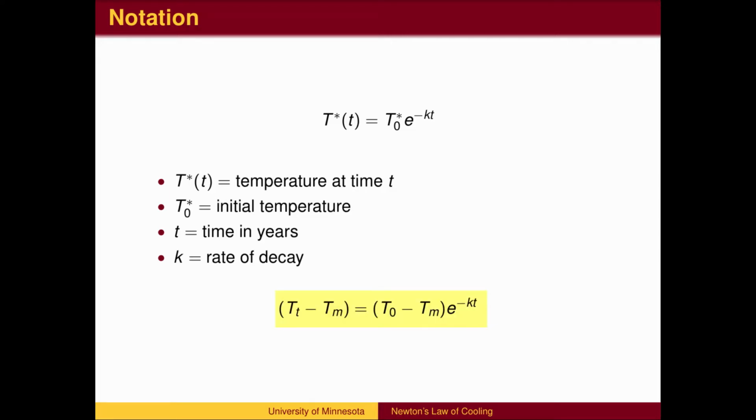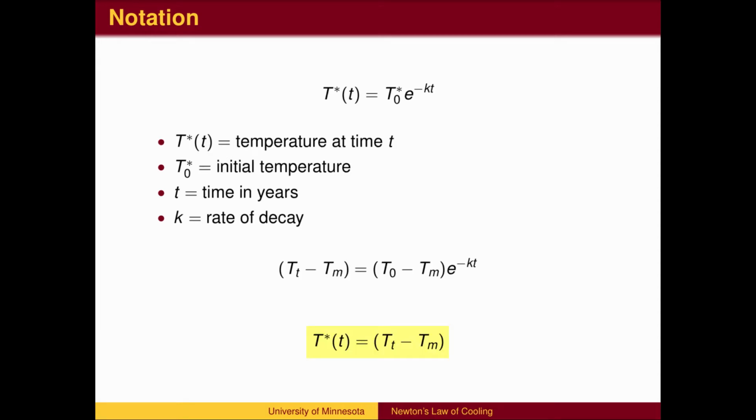The equation is often written as T sub t minus T sub m equals T sub 0 minus T sub m times e to the negative kt. T sub t is the temperature at time t. T sub m is the temperature of the medium in which the hot object is placed, otherwise known as room temperature. T sub 0 is the initial temperature of the object. Each of the temperatures above is the temperature above room temperature.